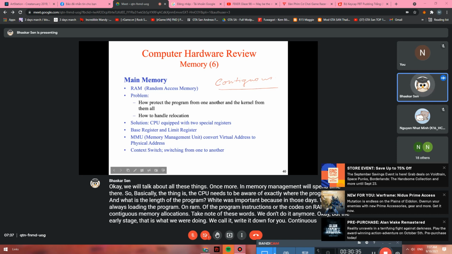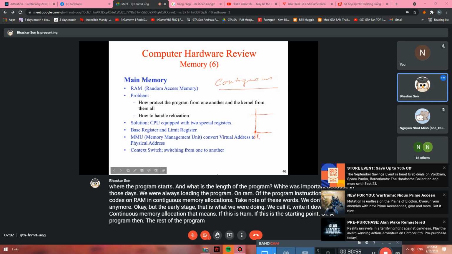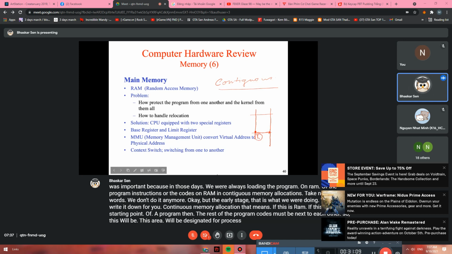We call it, I write it down for you, contiguous memory allocation. That means if this is RAM and if this is the starting point of a program, then the rest of the program codes must be next to each other. So this area will be designated for process 1 on RAM. Not this area, not this area.